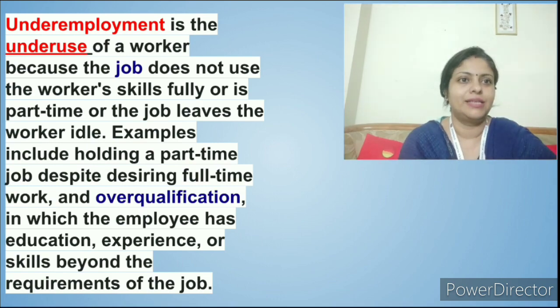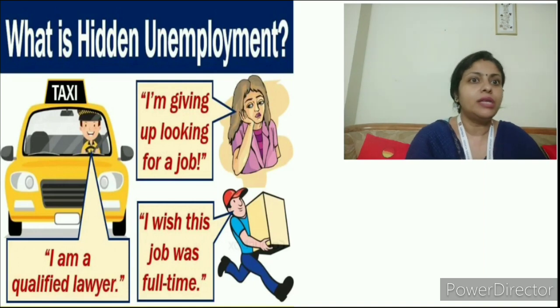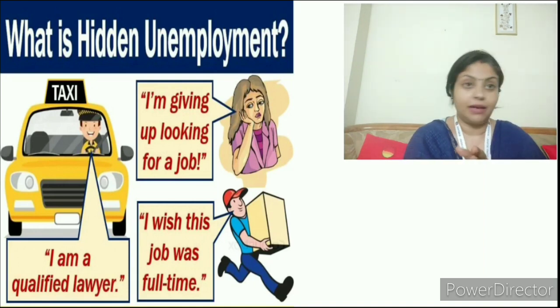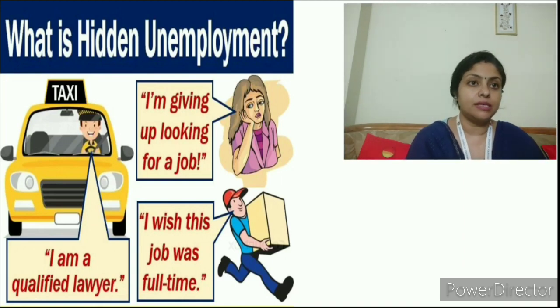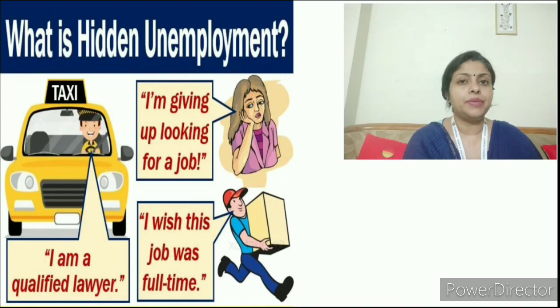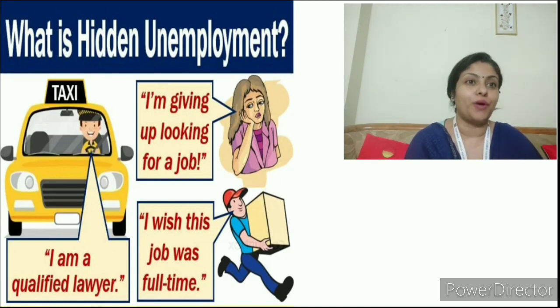That is underutilized. Okay, now look at this picture. What is this hidden unemployment? Like I gave you, a taxi driver here is shown driving a taxi, but he is a qualified lawyer. Now, what should he actually be doing? He should be going to a court or working in some corporate as a legal advisor, but he's working as a driver. He's a cabbie. So what happens? His resources are not utilized fully. He's overqualified for his job. That is hidden unemployment. Okay, so that is underemployment. In other words, hidden unemployment is nothing but underemployment. A person's resource is not utilized fully.